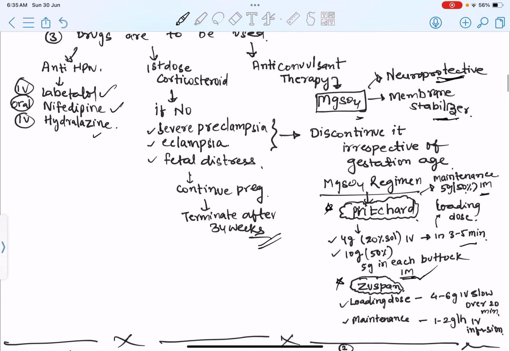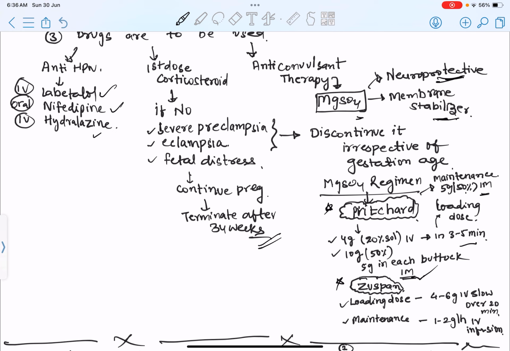Now, what is Zuspan regime? It is a loading dose of 4 to 6 grams IV slow over 20 minutes and a maintenance dose of 1 to 2 grams per hour IV infusion.